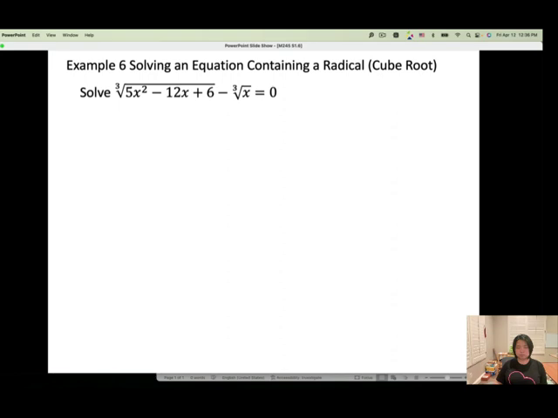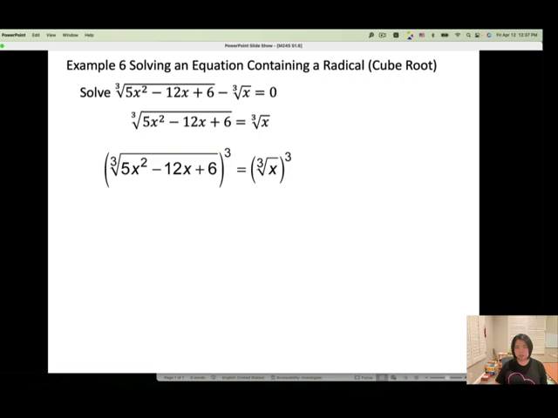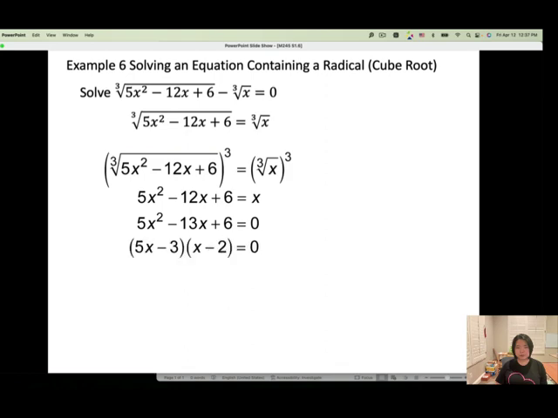Okay, the cube root. So do the same thing. You're going to isolate the cube root on one side. And then this time, instead of taking the square, you're going to take the cube of both sides. Okay, take the cube of both sides. Cancel out. And then combine the like terms. Subtract the x from both sides. Okay, use the x method. You solve your quadratic equation. You're going to get x equal to 3 over 5 and x equal to 2. Pretty straightforward, right?